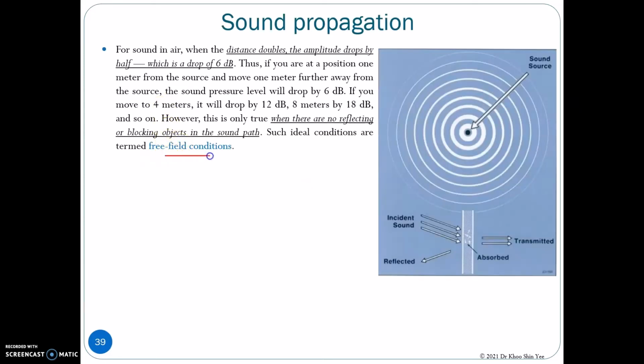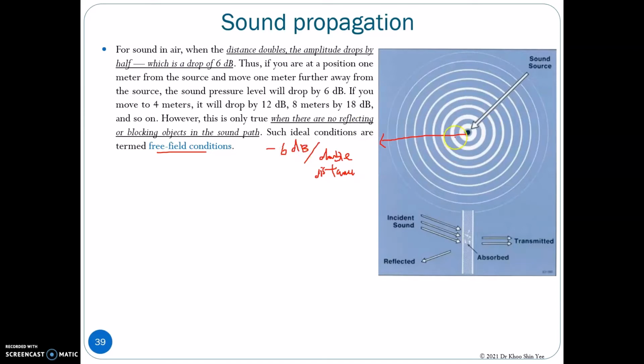We have learned about the free field condition previously, where you have a point source here, propagate the sound wave in a spherical wave manner. So you can see the sound is propagated in all the directions. If the free field condition is satisfied, we know that when you double the distance away from the point source, then in this case, the sound pressure level will drop by 6 dB.